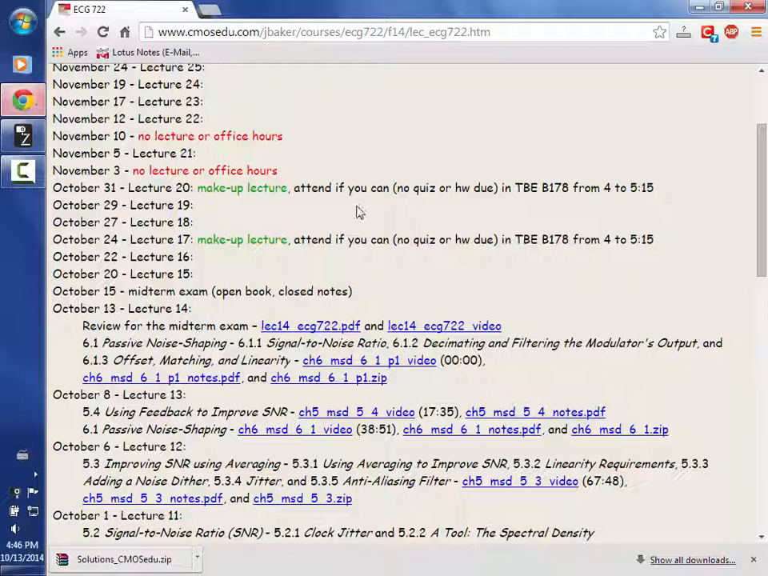So let me write something down here before we get going. So this will be signal to noise ratio. You know what? That pin needs to get thrown away. So 6.1.1 signal to noise ratio, passive noise shaping.